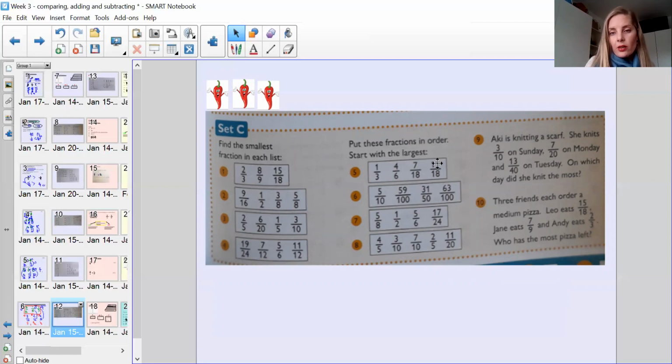Start with the largest here and order them, okay? So again, using your equivalent fraction knowledge to work out a common denominator for all of them, and then putting them into order and writing the original fractions in order. And here are some word sums. So hopefully you can manage that. So pause the video now and have a go.